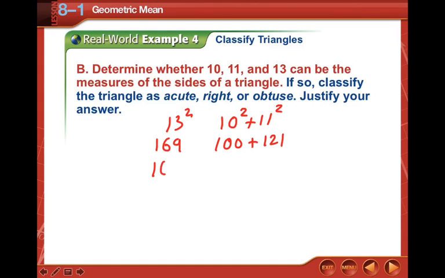100 plus 121 is 221, so 169 is less than 221. Since c squared is less than a squared plus b squared, that means this is an acute triangle.